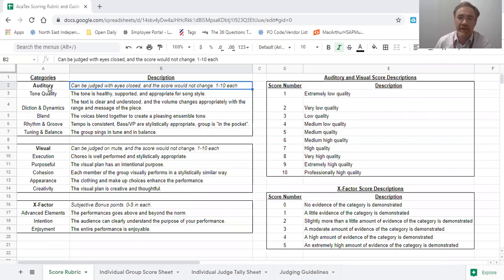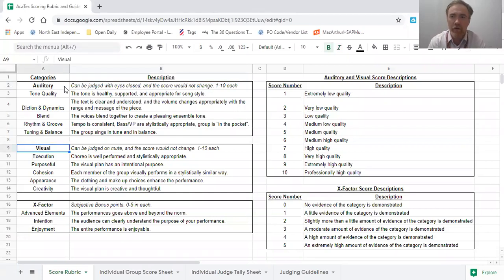There are two big categories, auditory and visual. In the auditory category, there are five categories: tone quality, which is healthy, supported, and appropriate tone. That's really important because if you are singing a song that is choral, the tone should be choral. If it is not a choral song, the tone should not be choral. The tone should be appropriate for the performance.